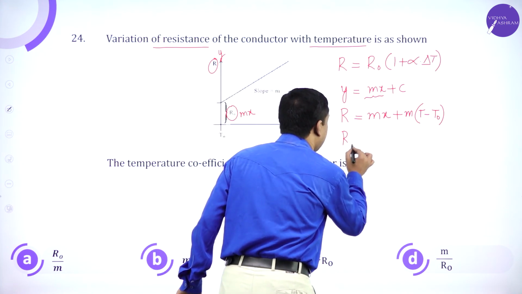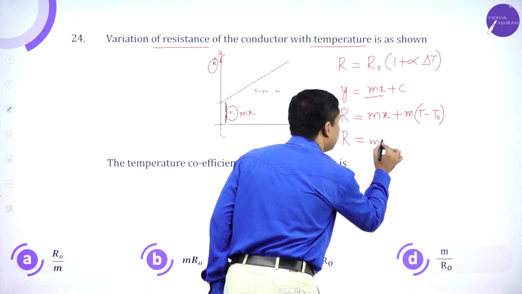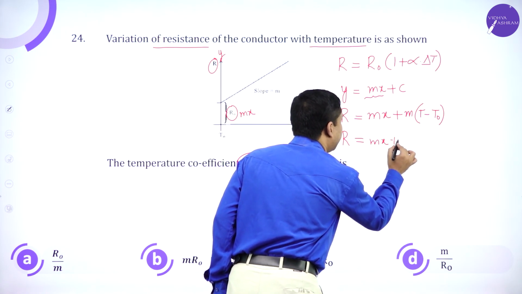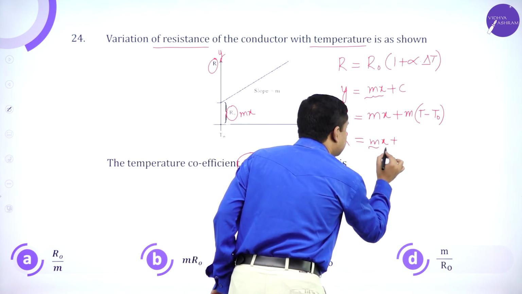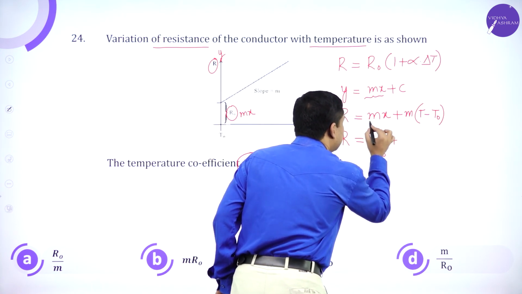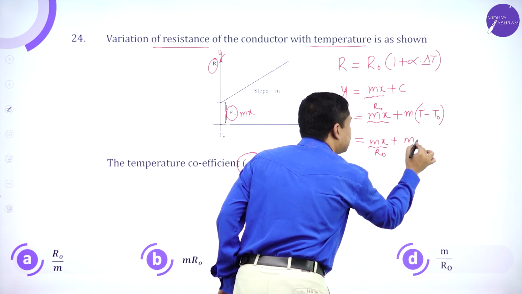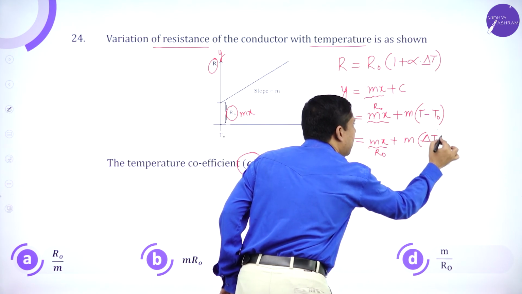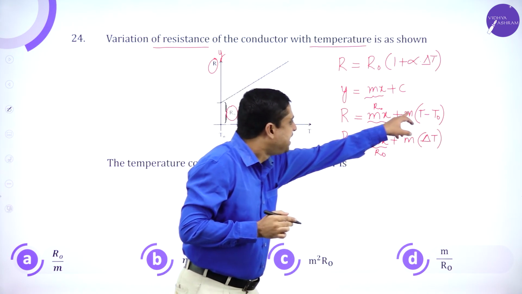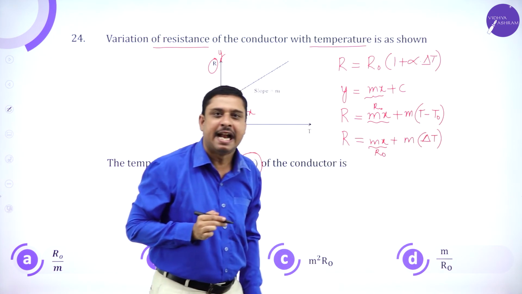So this is R equals mx plus c. What is this c giving me again? This is nothing but R naught. So R is R naught plus m times delta T, which is some difference in temperature, T minus T naught, delta T.